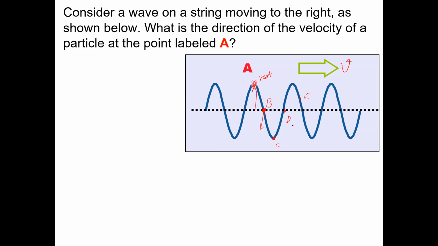Zero velocity means no direction. At point D, if you look immediately after point D, it's going up. So at that point, the velocity should be going up. And at point E, which is at a midpoint, immediately after the midpoint E, it is going down. So the velocity should be down.